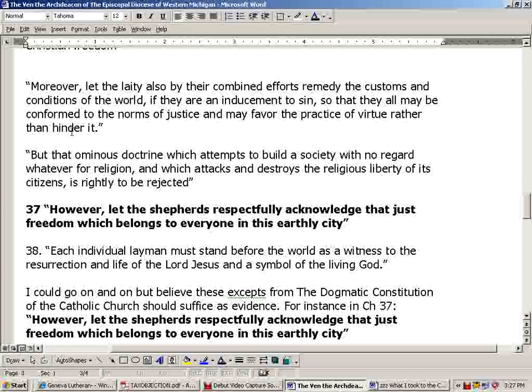But that ominous doctrine which attempts to build a society with no regard whatever for religion, and which attacks and destroys religious liberty of its citizenship, is to be rejected.